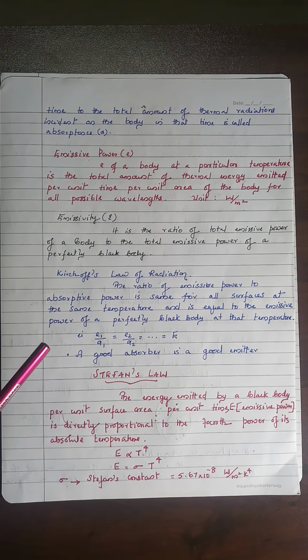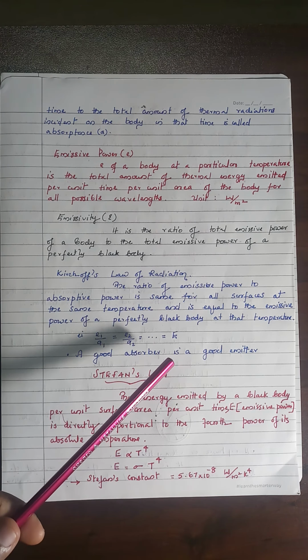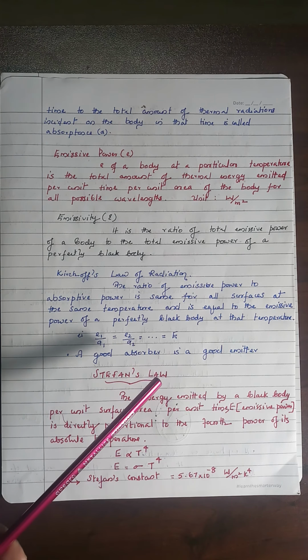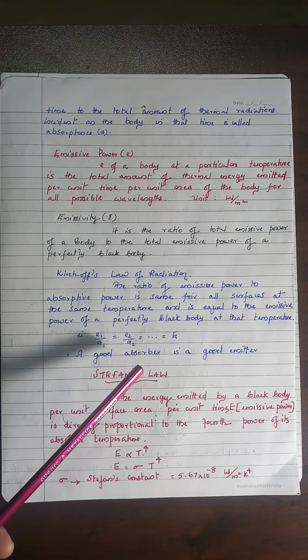The first one proves a good absorber is a good emitter, especially in the case of a black body. The ratio of the emissive power to absorptive power is the same for all surfaces at the same temperature, and is equal to the emissive power of a perfectly black body. So we can say for different cases E1 by A1 equal to E2 by A2, equal to capital E for a perfectly black body. For a perfectly black body, you know, the A value should become 1.